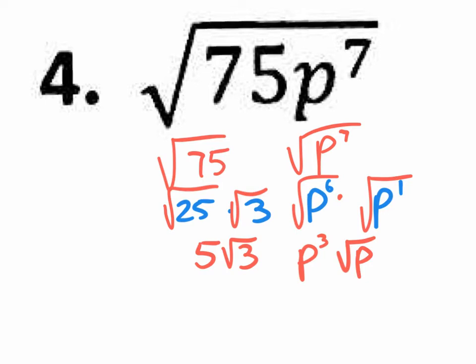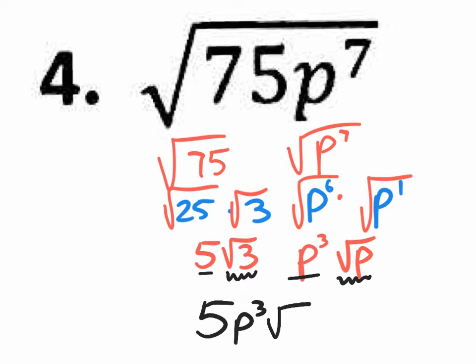Let's put the nice values that are outside of the radicals first. 5 p to the 3rd. And then put this radical with this radical together underneath 1 square root, 3p. Ladies and gentlemen, this is it.